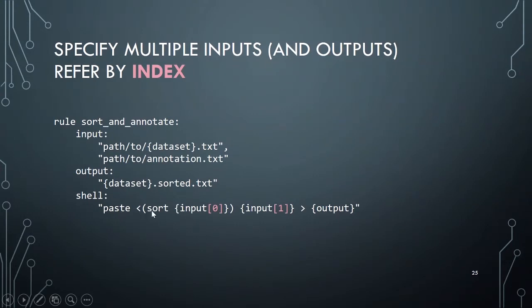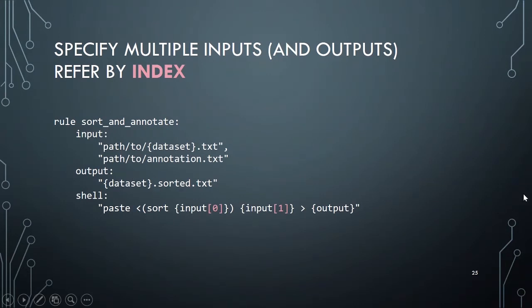In this case, you're sorting input 0. You can call it by position, so by index. It's Python, and Python is 0-based indexing, so this is 0, and this is 1 for the index. You sort input 0 and input 1, and pipe that to the output and paste those together. And that creates this output here.